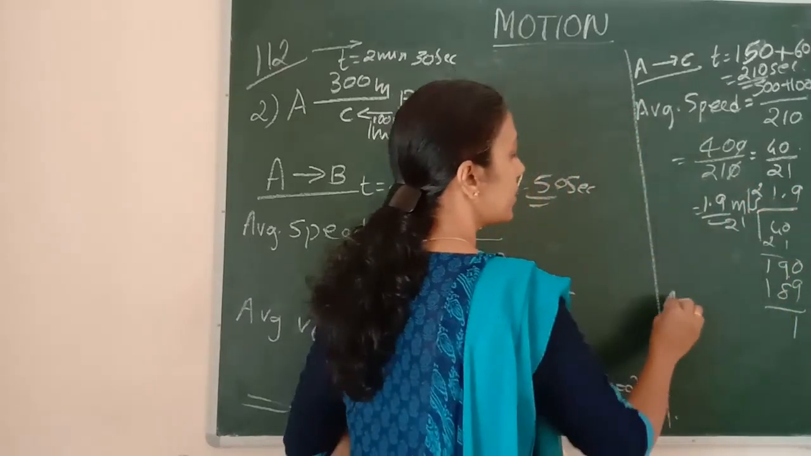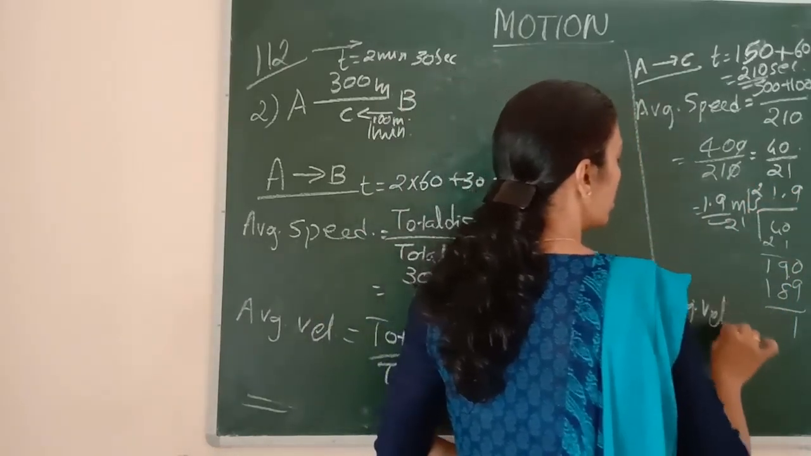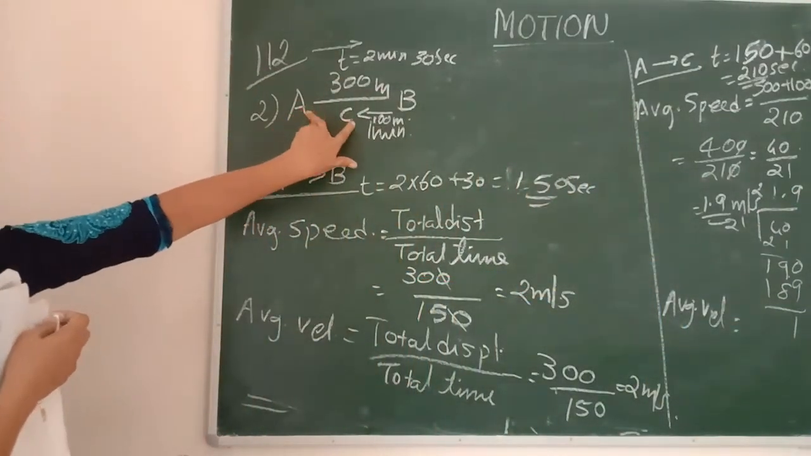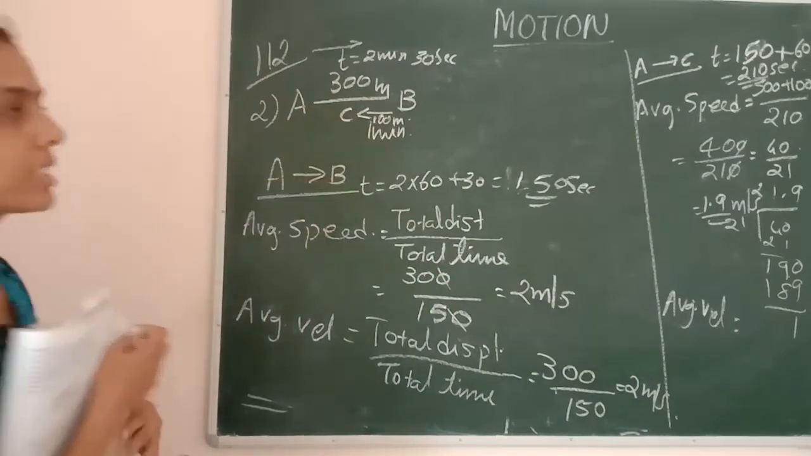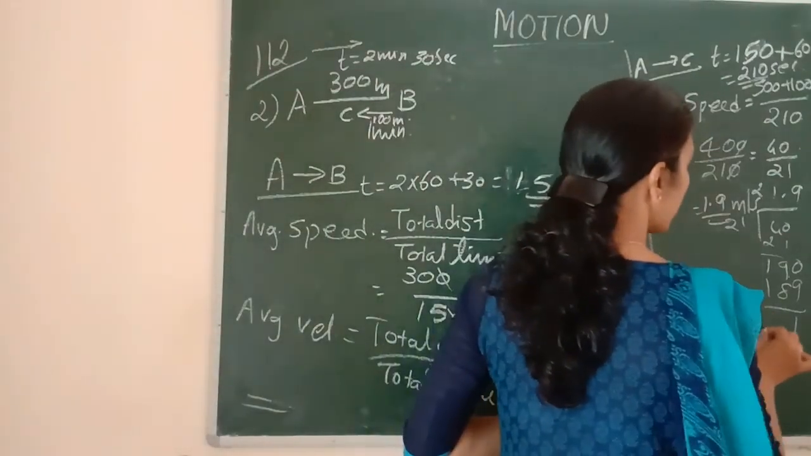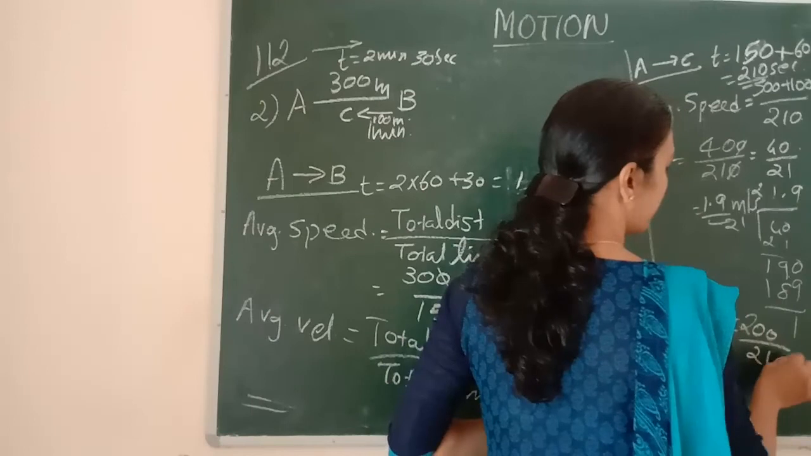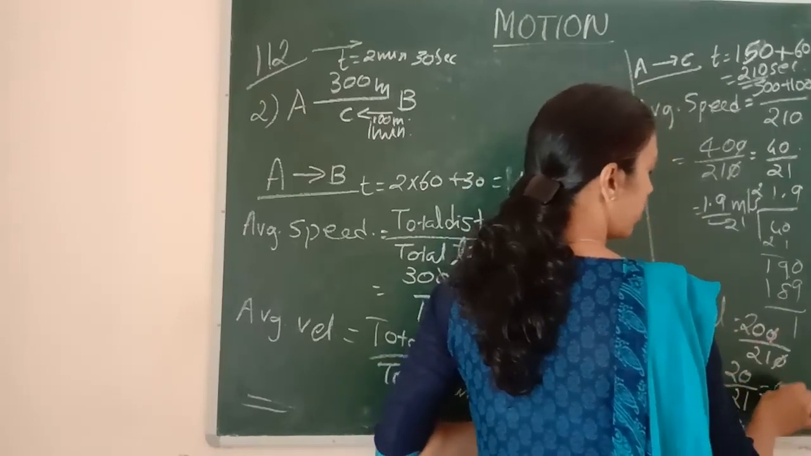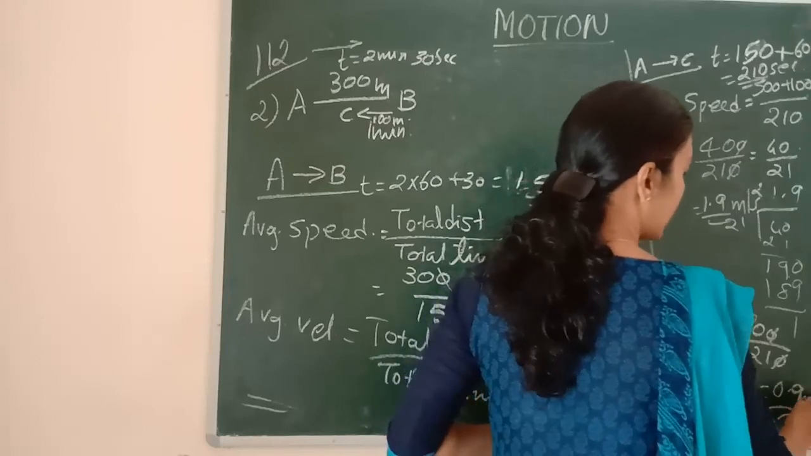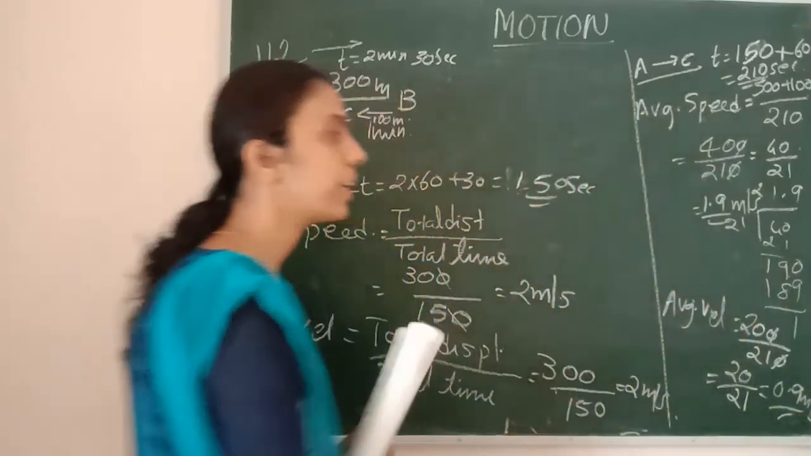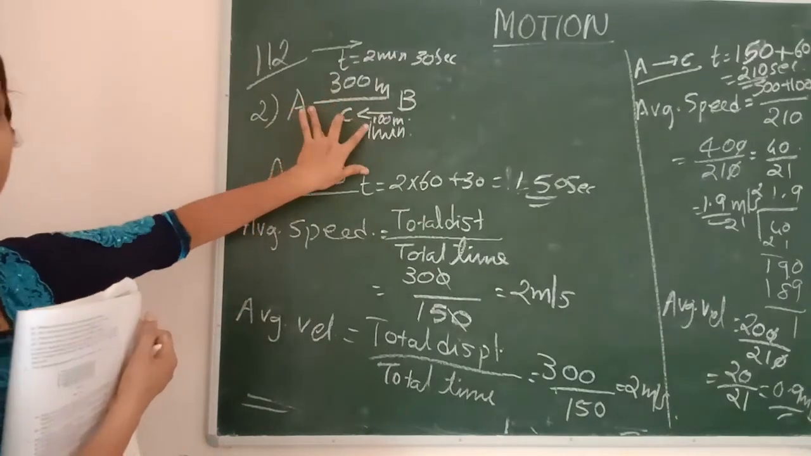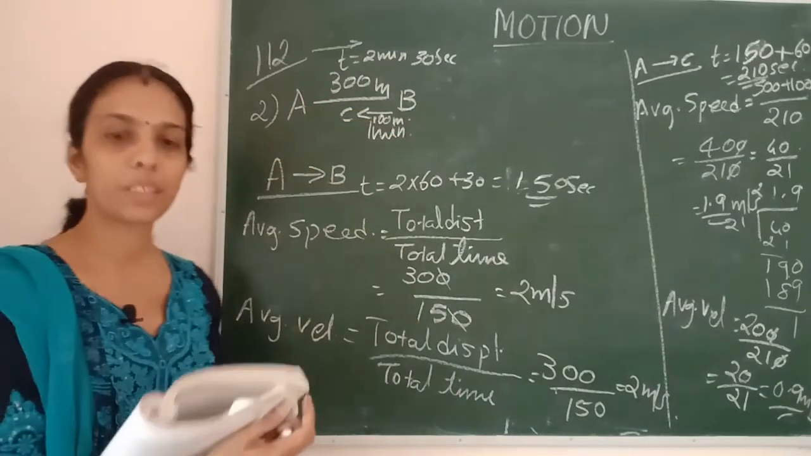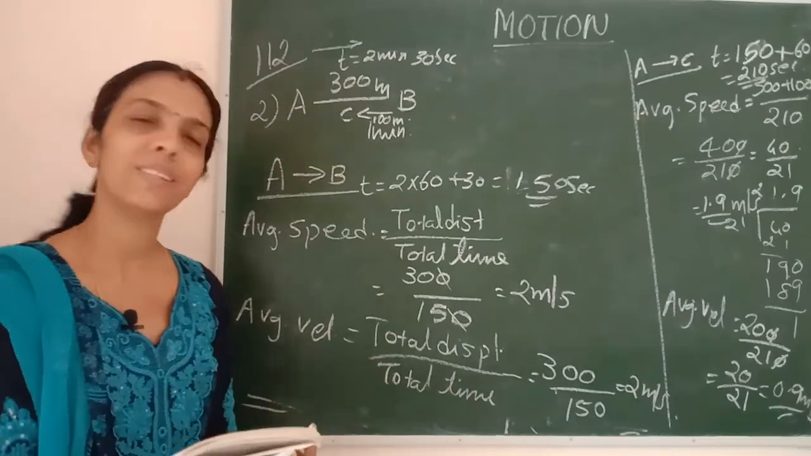Now average velocity, how can you find it out? Total displacement divided by total time. What is the total displacement of the object? Now it is 200 meter, isn't it? So 200 divided by 210. So you will get 20 divided by 21. You will get 0.9 meter per second. Okay, so total displacement is 200 meter, and the average velocity is 0.9 meter per second.